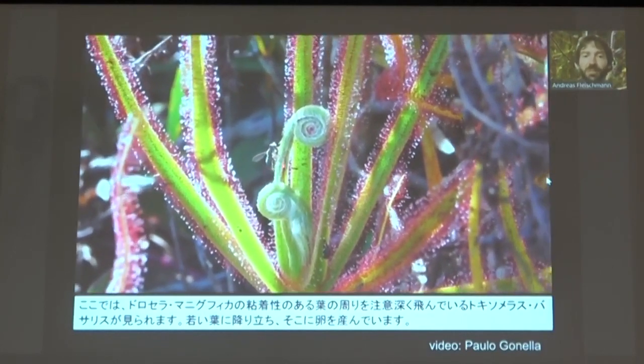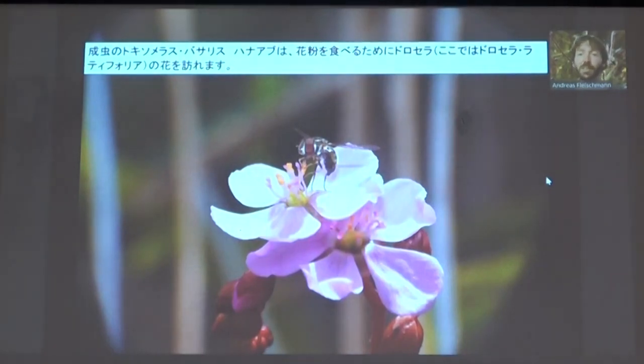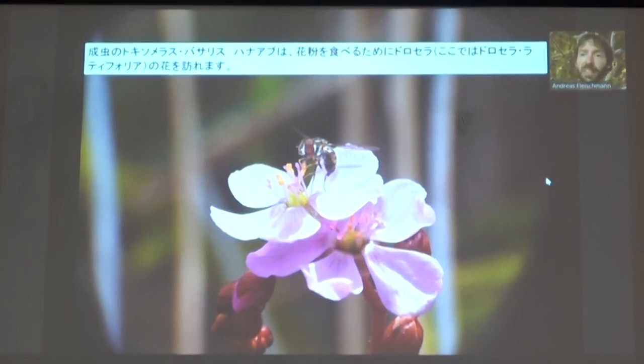There's the egg. Not so good to see in the video, so I took a close-up here. You can see the egg on the backside of Drosera magnifica. From this egg, the larvae then hatch, and they feed on the prey. And interestingly, we also observed that adult Toxomerus flies even visit the flowers of Drosera, here Drosera latifolia, and they feed on the pollen. Of course, they feed also on other flowers. They need nectar. Drosera flowers do not have nectar, so they also visit other flowers nearby. So they are not carnivorous, the hoverflies or the flower flies. They feed on pollen and nectar.